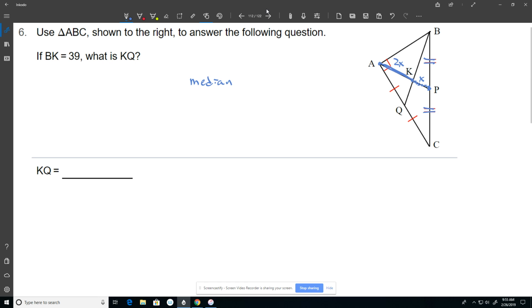So if I know that from B to K right here is 39, then I know that this short piece is half of 39. So I just have to do 39 divided by 2. I think it's going to want your answer as a decimal. So in this case, I'm going to put 19.5.